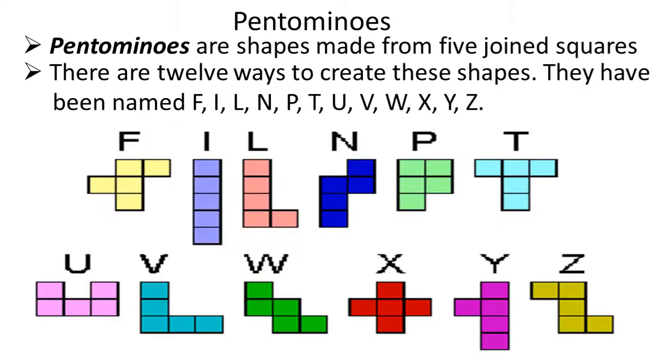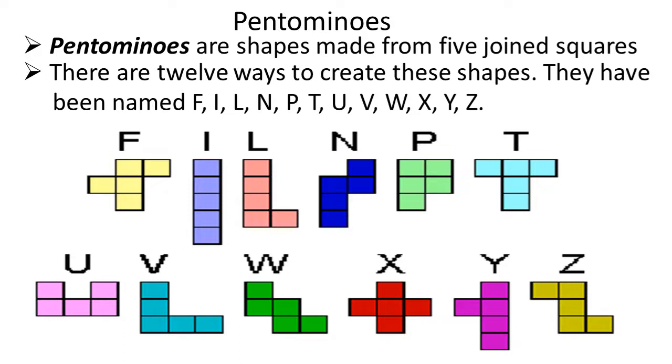Okay, here comes a different and interesting concept, that is pentominoes. Now what is a pentomino? Pentominoes are shapes made from 5 joined squares. Okay, so you have to use 5 squares to make a grid. In the picture you are seeing many grids. So all these are called grids.